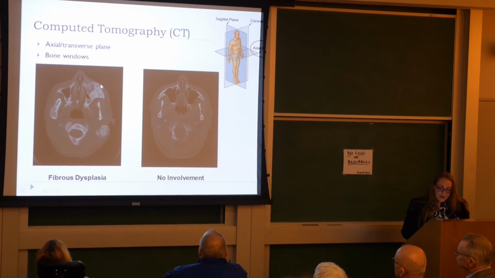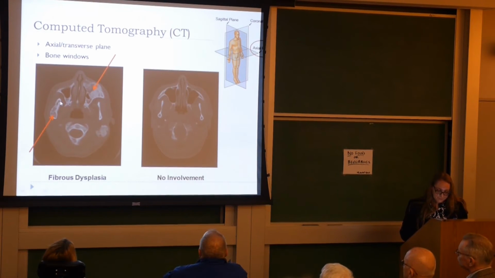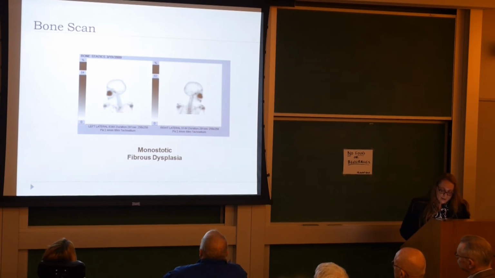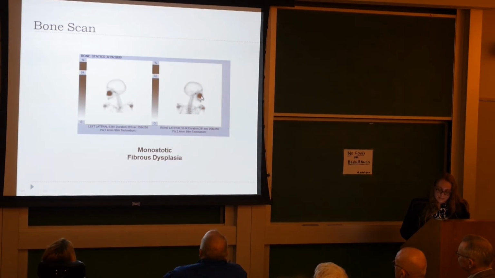So here again, similar to what Dr. Kim was showing you, this is the maxillary sinus, and this is being obliterated as compared to the normal that we see over here. And here's an example of a bone scan, and I'd just like to point out that here we can see monostotic disease.